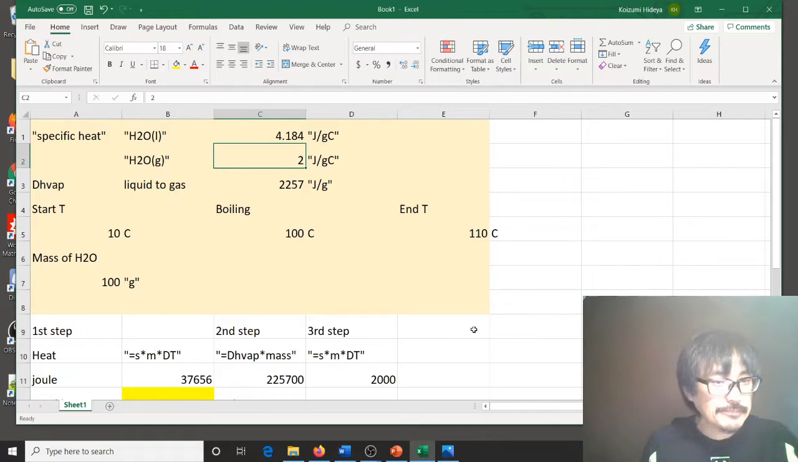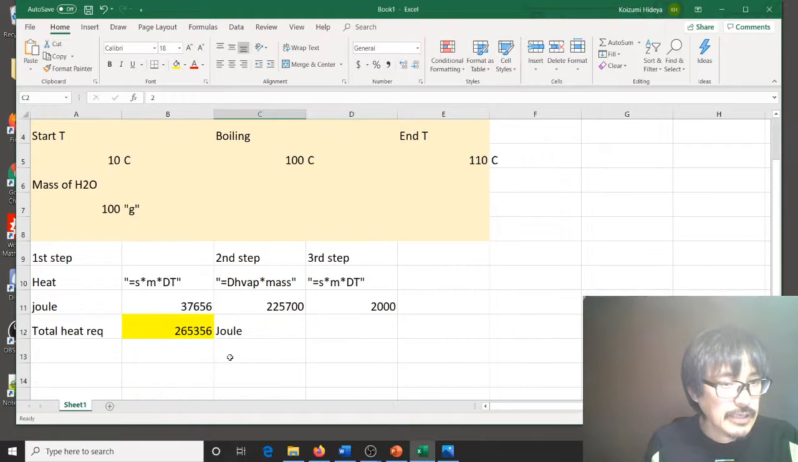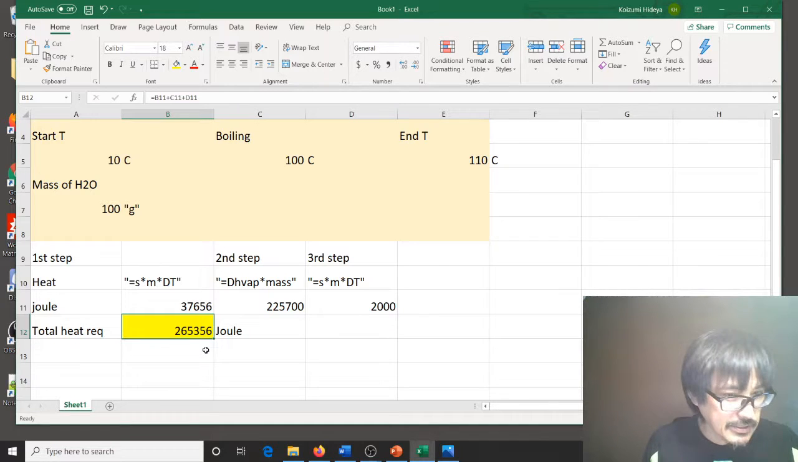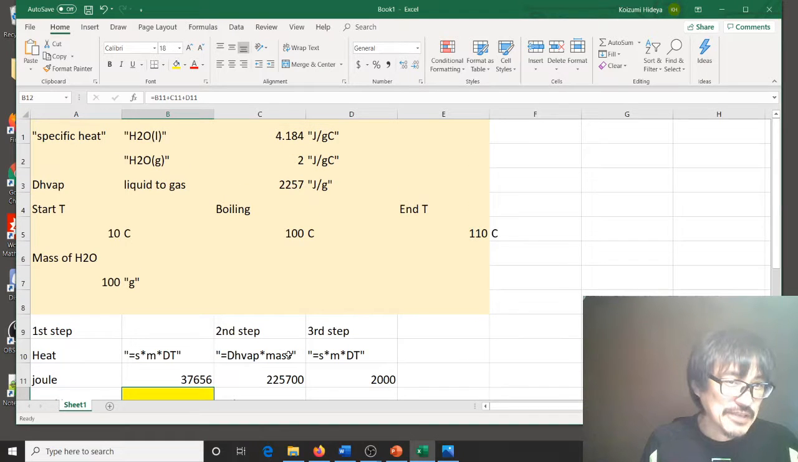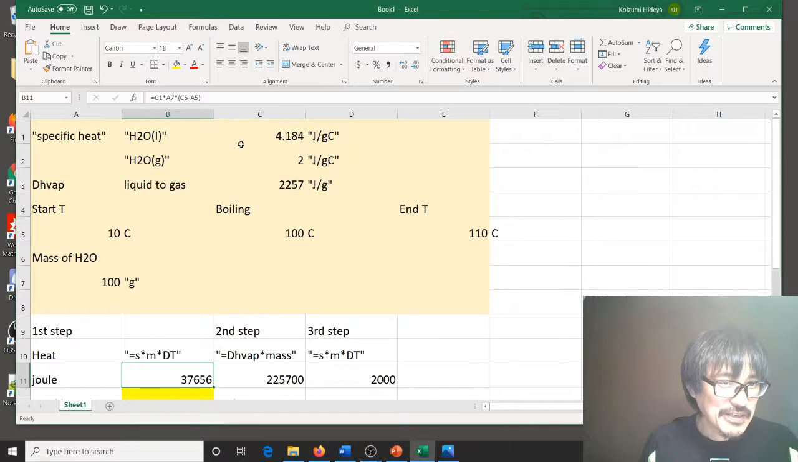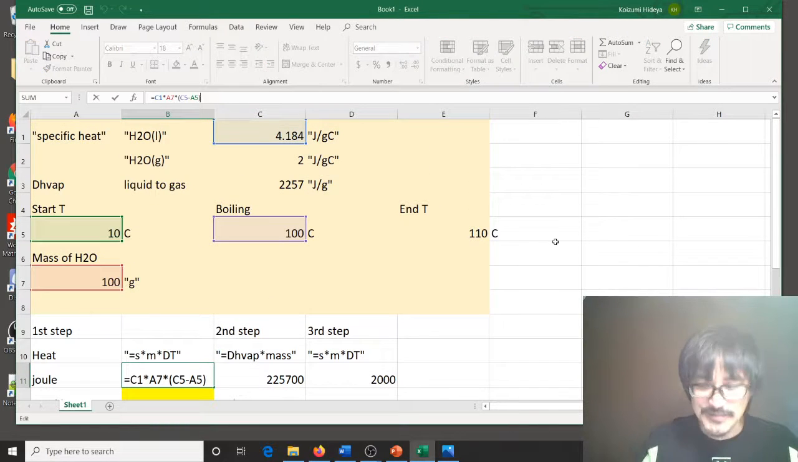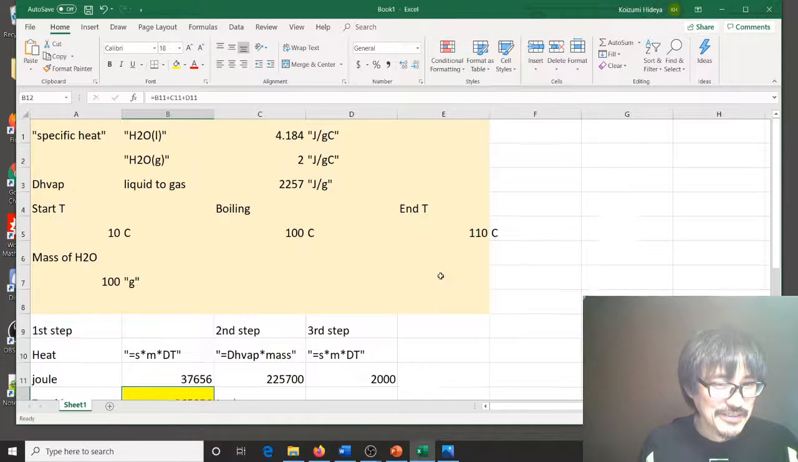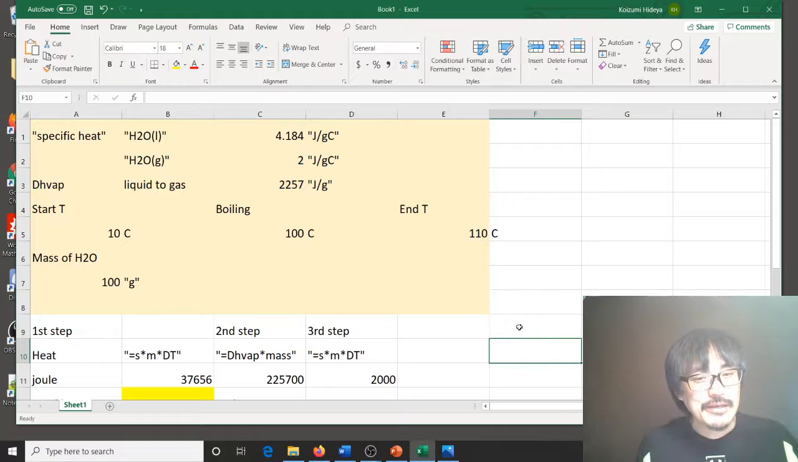Alright, so the actual answer is going to show up as 265. That's the correct answer. The beauty of Excel is that if you later change this number, it's going to automatically change everything. So you don't even have to do anything. So that's that. Alright, so what happens for question number 2?